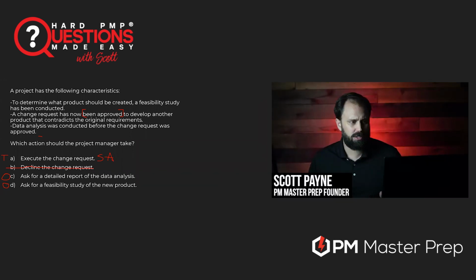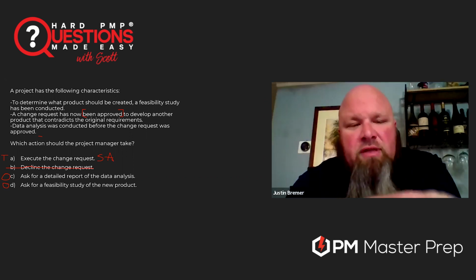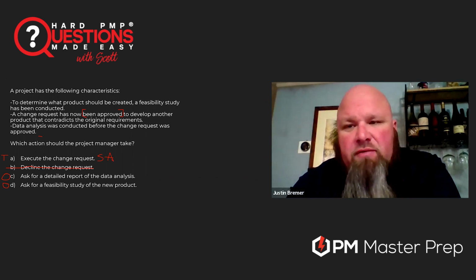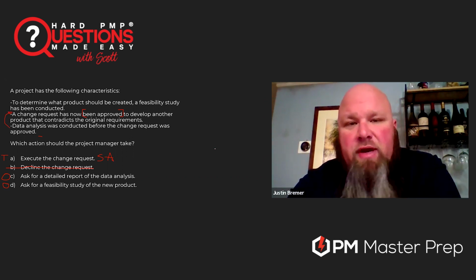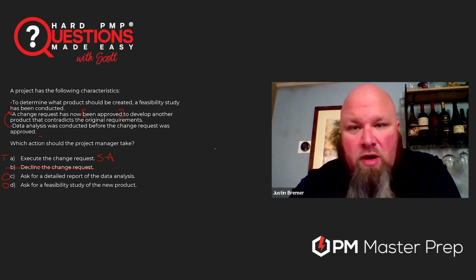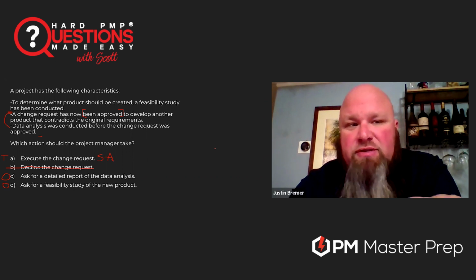Okay, cool. And Justin, you said when you read the question, if you reordered certain things, it made more sense. How did it make more sense to you, man? Because they're delivering information kind of out of sequence, which throws you off. If you break down the first bullet, I'll just start from the top: to determine what kind of product should be created. So they're talking about more than one product. A feasibility study has been conducted. So that leads you to believe that they're actually talking about both products.